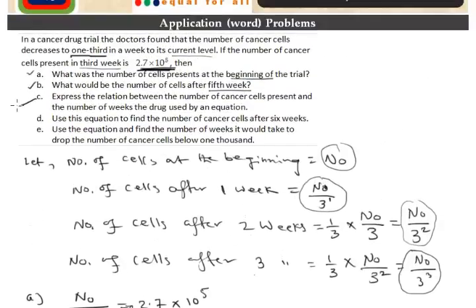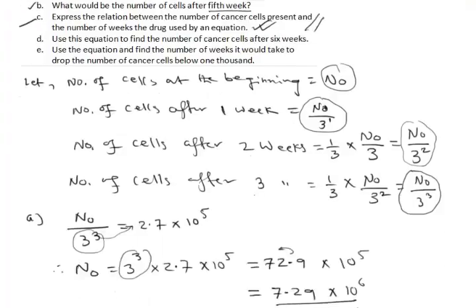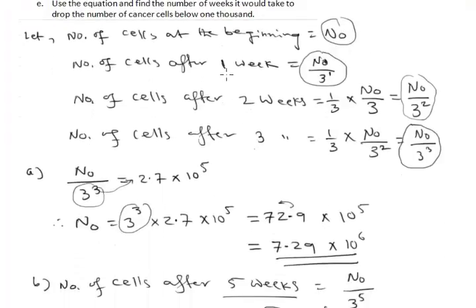Now question C. Express the relation between the number of cells present and the number of weeks the drug is used by an equation. So we need to find a general equation. Here we can see after 1 week the number of cells is n0 divided by 3 to the power 1. After 2 weeks it is n0 divided by 3 to the power 2. After 3 weeks it is n0 divided by 3 to the power 3.